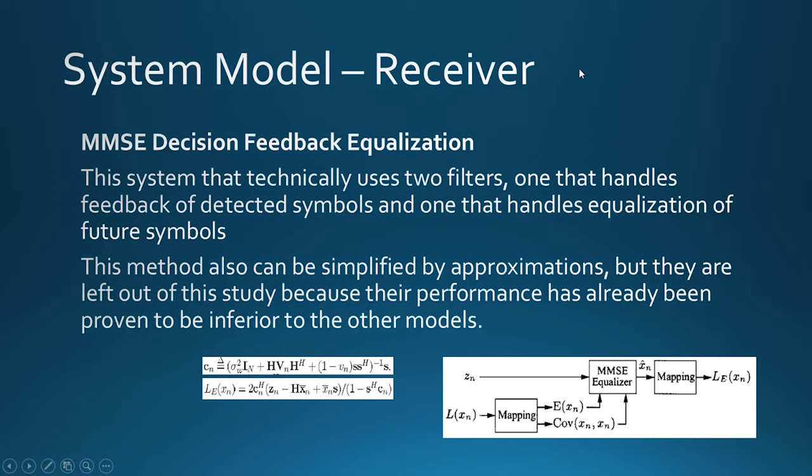The MMSE decision feedback equalization system technically uses two filters, one that handles the feedback of the detected symbols and one that handles equalization, the common equalization that all the other ones do. It can also be simplified by approximations, but they are left out of the study because their performance has already been proven to be inferior to other models.